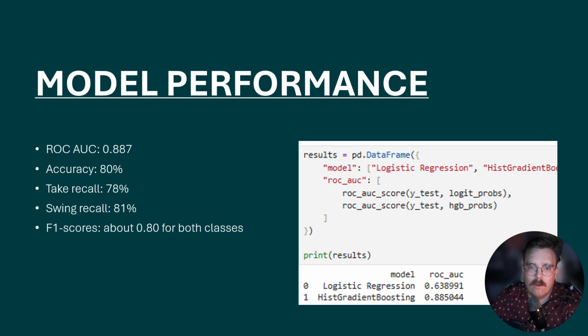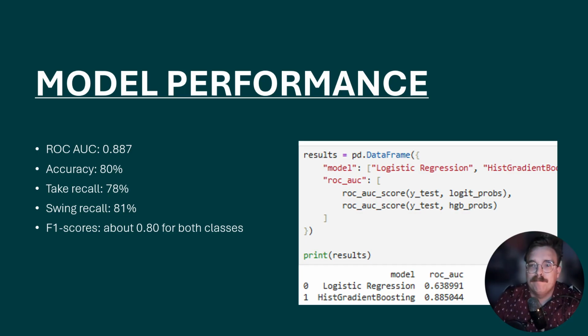The model's overall accuracy was 0.80, and the performance was balanced across both classes. Recall was 0.78 for takes and 0.81 for swings, with F1 scores of 0.80 for takes and 0.79 for swings. The confusion matrix also showed that this model was getting most decisions correct, with 18,551 correctly identified takes and 17,770 correctly identified swings in the test set.